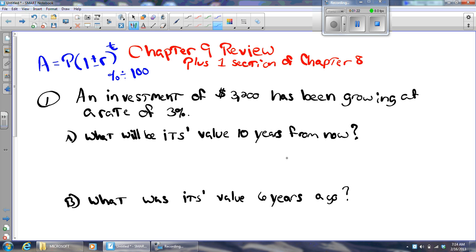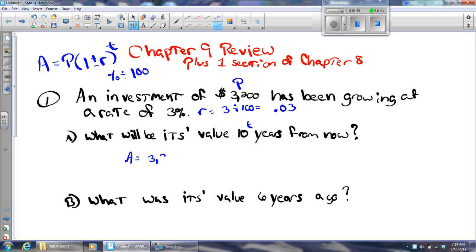So in this first example, we have an investment of $3,200. That's our principal. It has been growing at a rate of 3%. So R would be 3 divided by 100, which is 0.03, right? So that's going to be R. And we don't seem to know T yet, but part A says what will be its value 10 years from now? Well, there's your T.